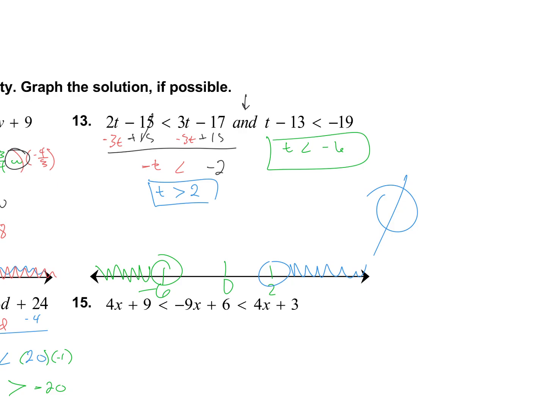And remember, this is peanut butter and jelly. There's supposed to be an and here. There's supposed to be, you got to bring me both. I have to satisfy both of those, and I don't.